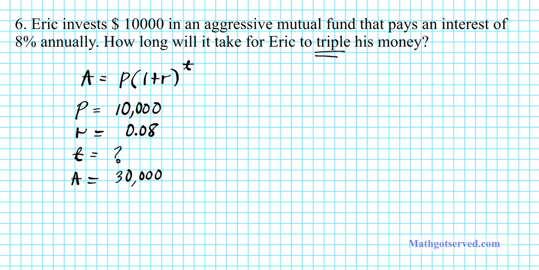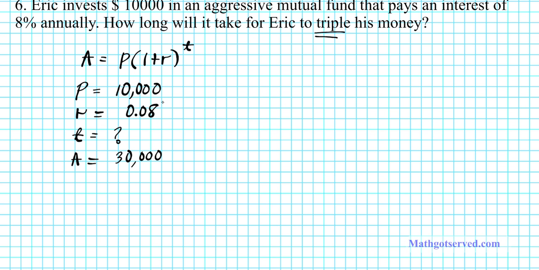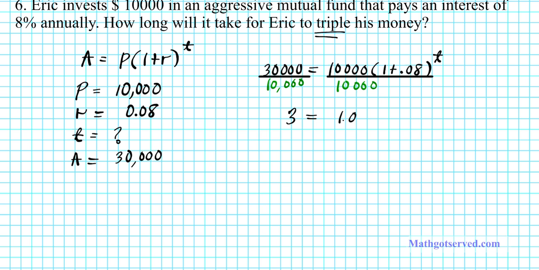Okay, so let's go ahead and input these values into our equation and solve it. So we have 30,000 equals 10,000 times 1 plus 0.08 raised to the t. Okay, so we'll simply divide both sides by 10,000. So we have 3 equals 1.08 to the t.